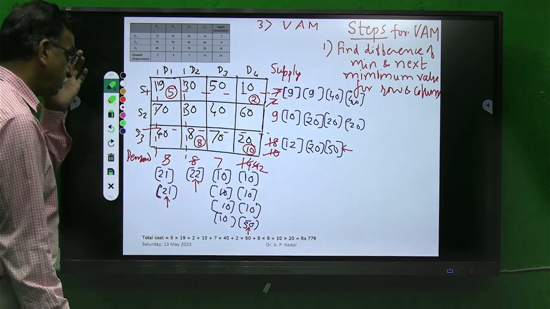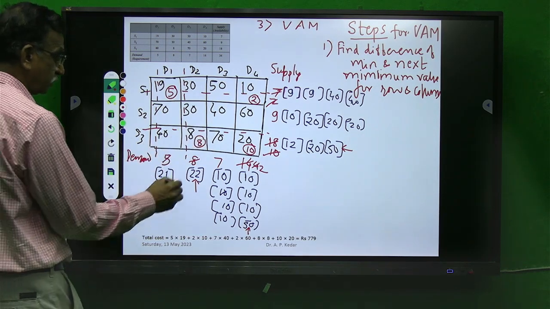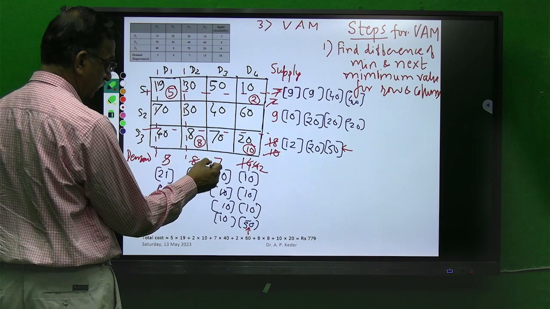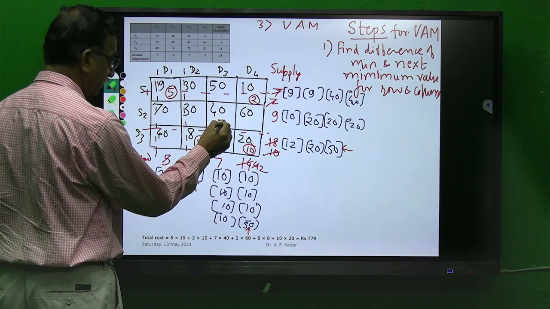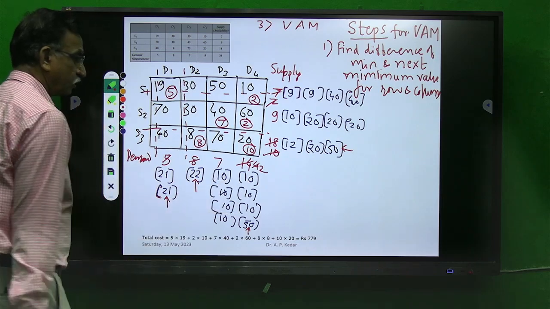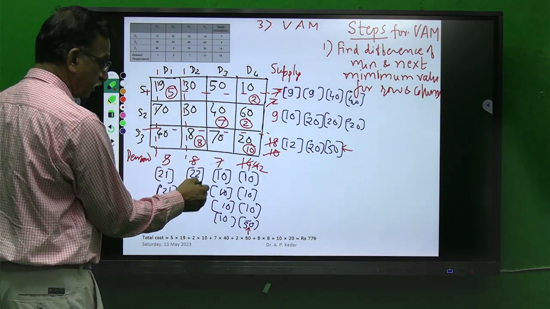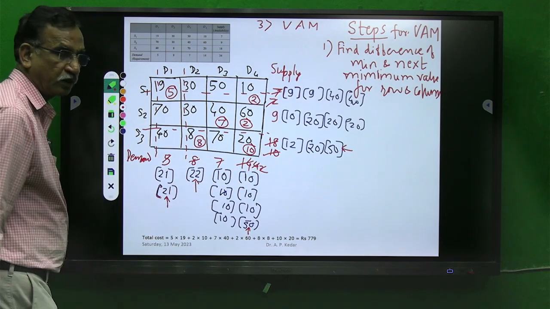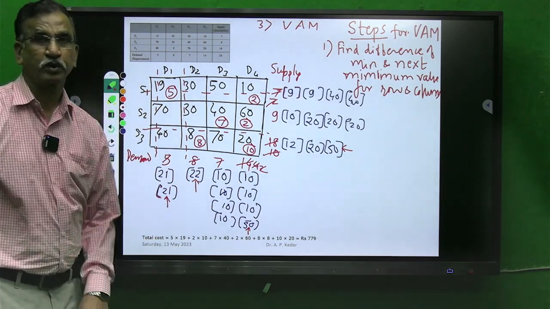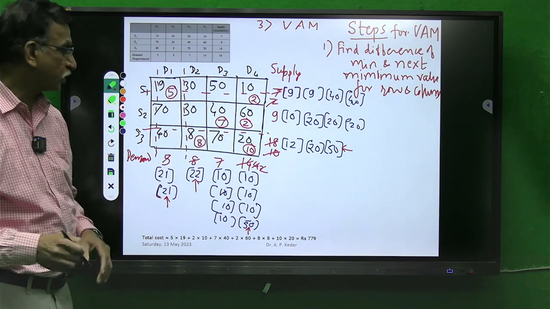Now students, only 2 cells are remaining, that is 40 and 60. No need to carry out any process. Allocate the remaining in those 2 cells. This is allocated, vanish. This is allocated, vanish. Cross check. This is a very important check. I am every time saying cross check whether you did the allocation or not.